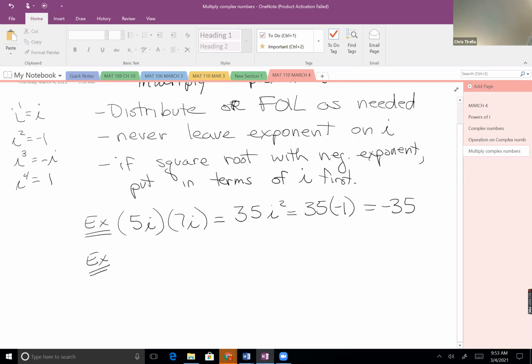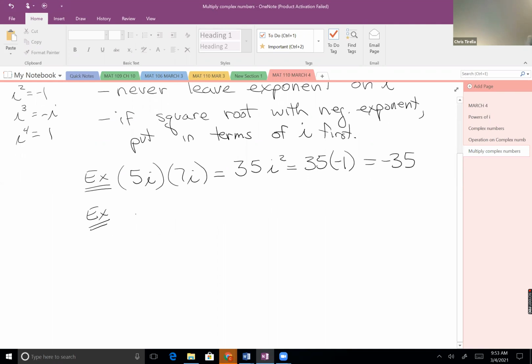Next example. If I have a product of a real number and a pure imaginary number, 9 times 2i, I can think of using that associative property to regroup. The 9 times 2 would give me 18i, and I'm done with them.